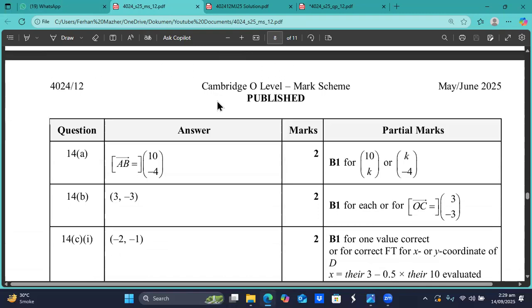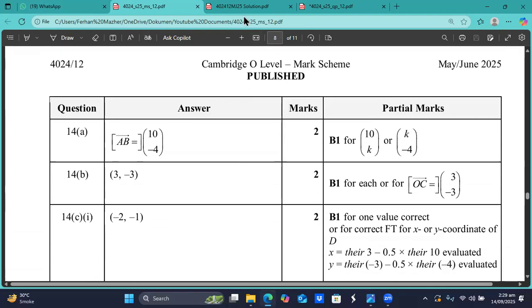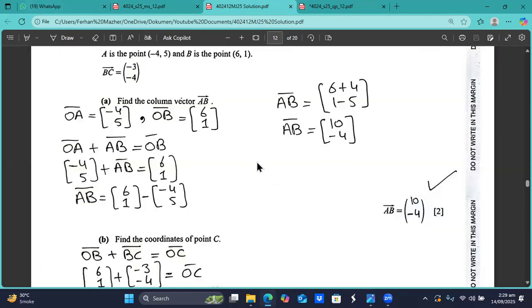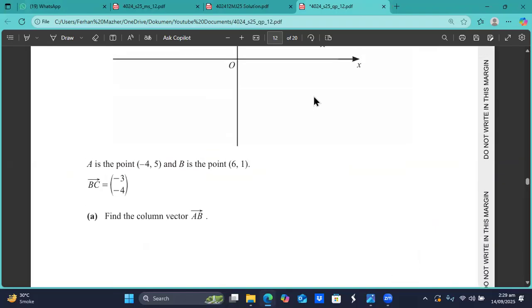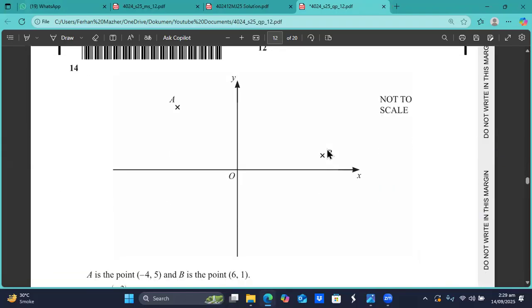And let me see. Yes, sir. 10, -4 is the right answer, sir. This is how we have done this A part. It's a 2 marks question. Then we have question number 14, and it's B part.